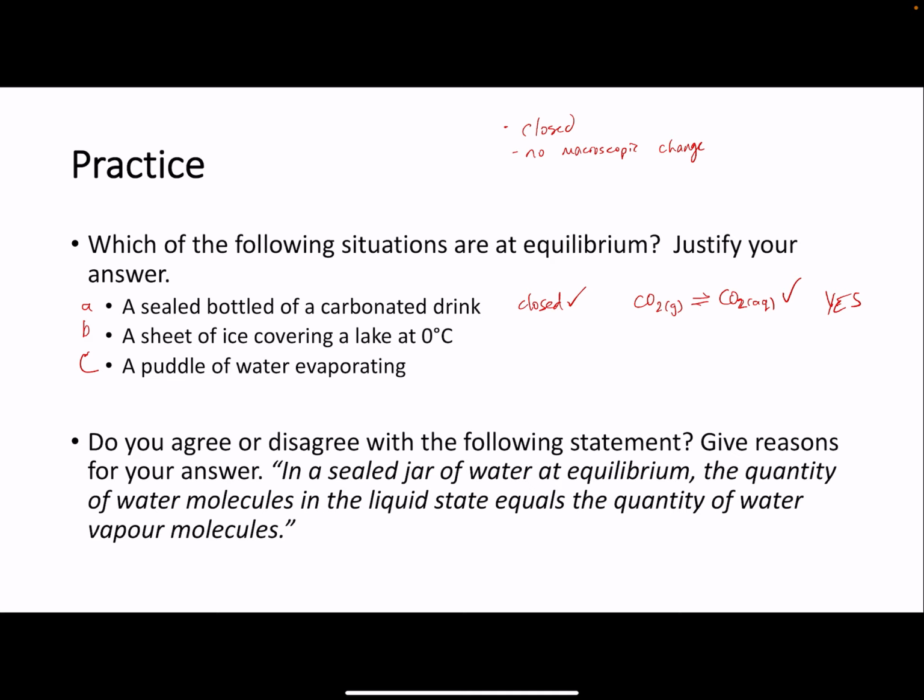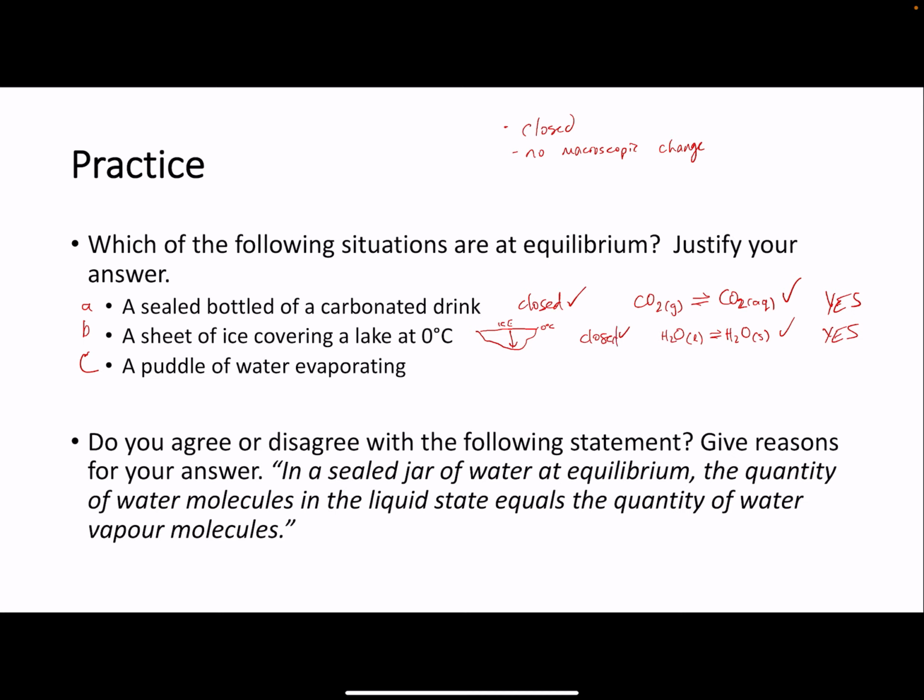A sheet of ice covering a lake at 0 degrees. So if we kind of scale out the lake, we show ice. It's at 0 degrees. Underneath, so from the ice below, yes, it's closed because the ice seals off the water below it. And because it's at 0 degrees, that tells us that the process occurring is that liquid water is exchanging into the solid state. So yes, this is also an equilibrium. So the information, again, we have to model it and identify what the process is that's happening, that's reversible, and if it is a closed system or not, which both are.